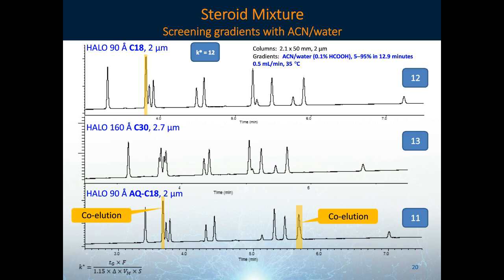So you can see, looking at Halo C18 on the top compared to Halo C30, we are beginning to resolve some more peaks. Just one additional peak with the Halo C30 compared to C18. And in terms of the selectivity between Halo C18 and the bottom AQ C18, the separation is pretty similar, except for a coelution that occurs a little more than halfway through the separation.